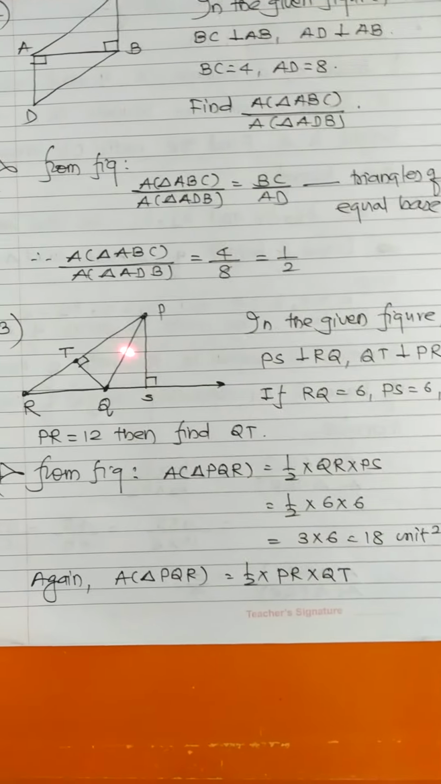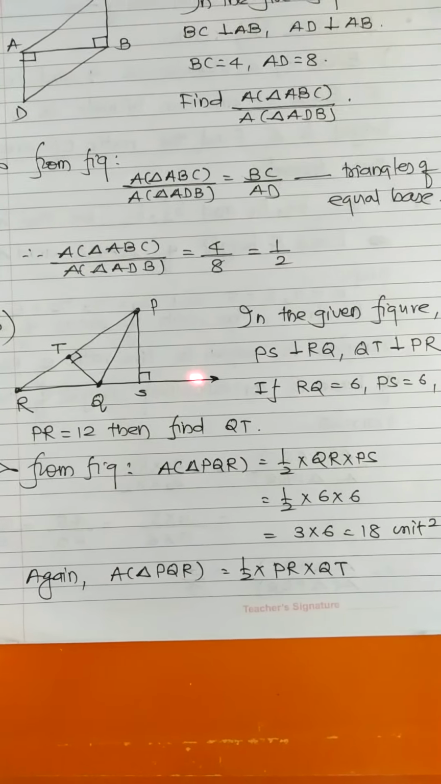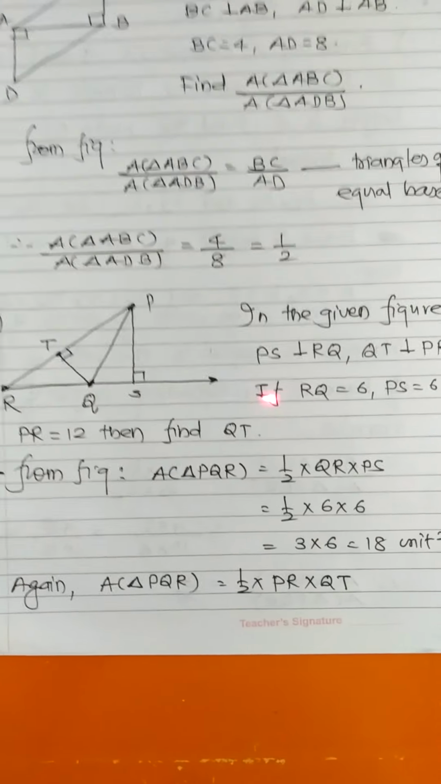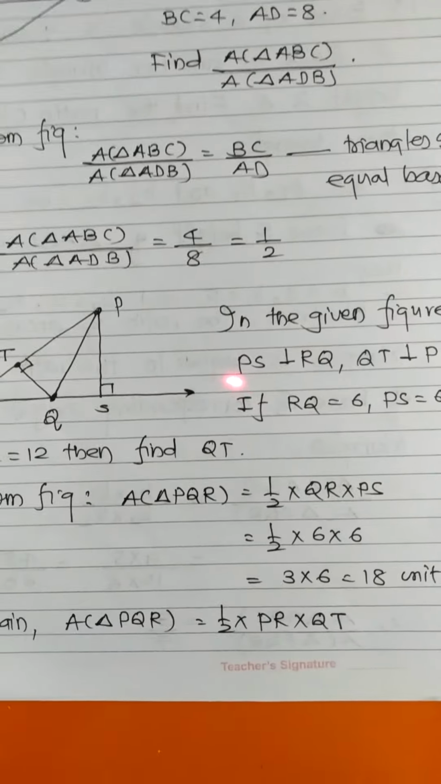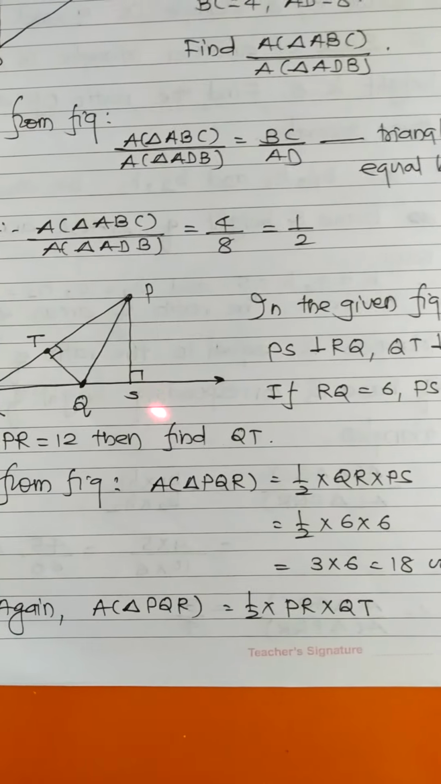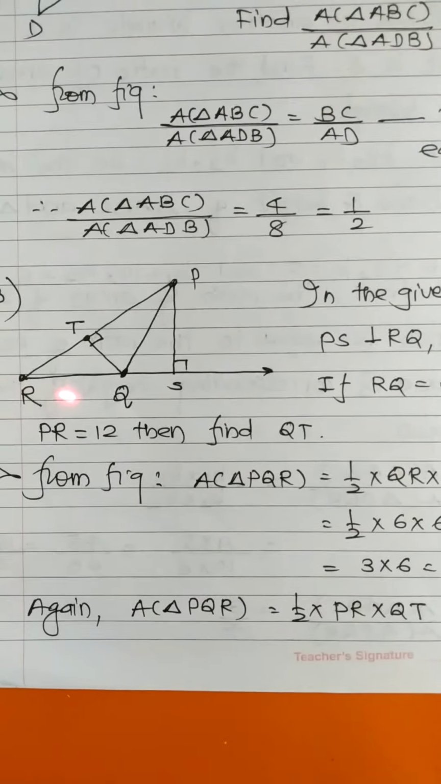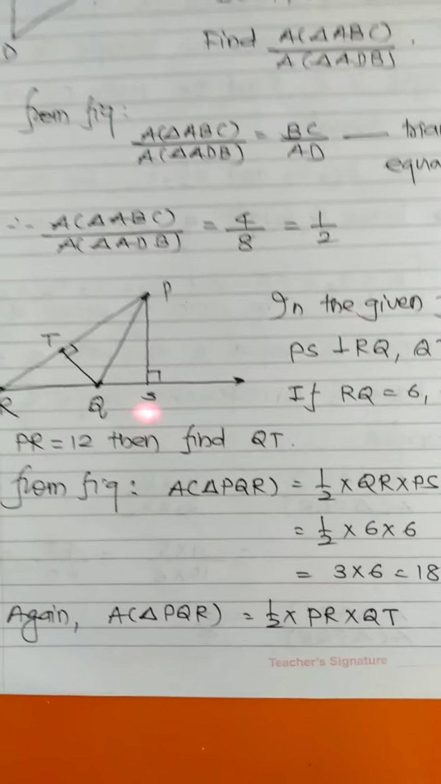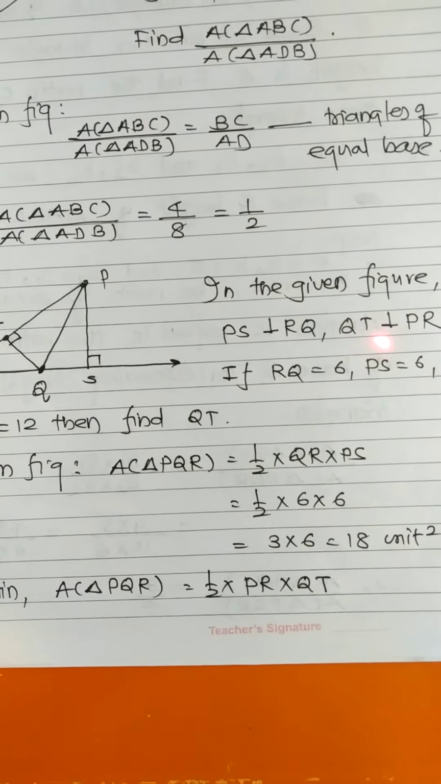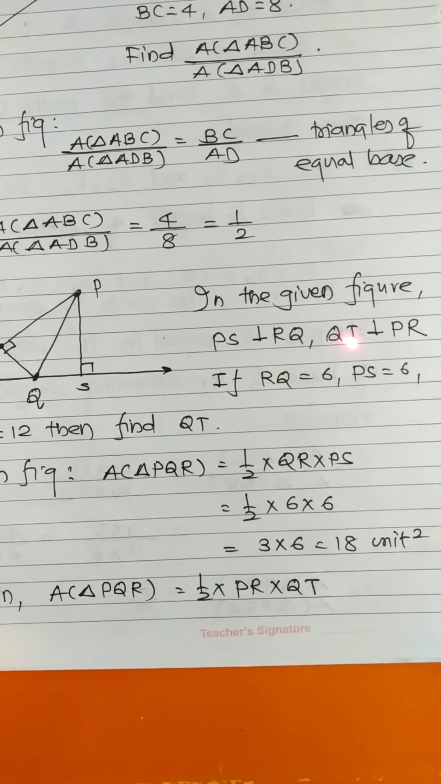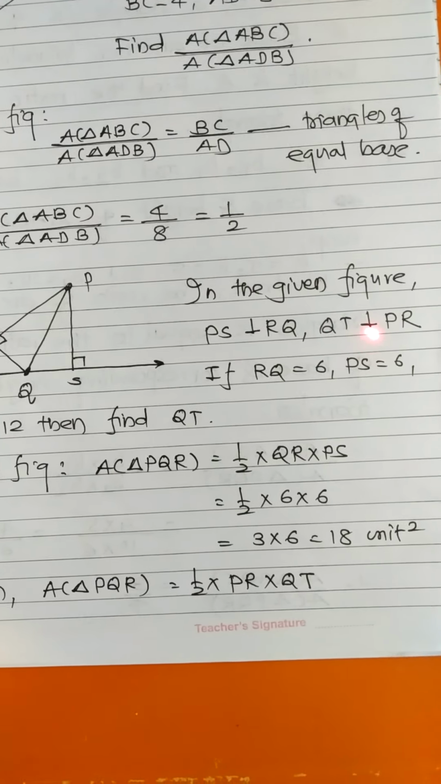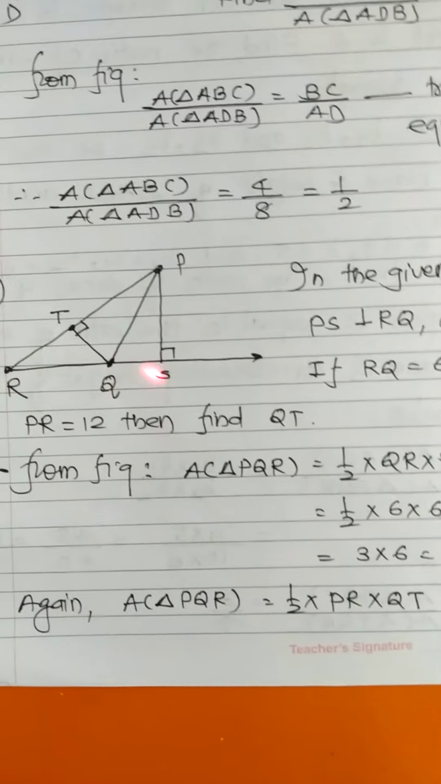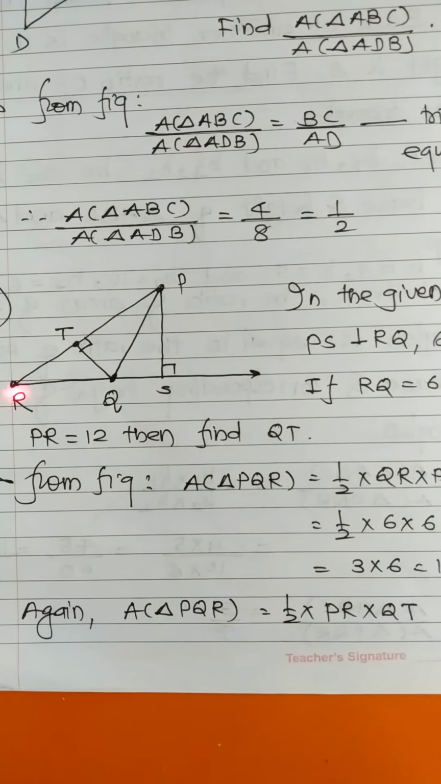Next question, as we consider, look into that figure. Again all that information is given in the figure. So in the given figure PS is perpendicular to RQ. That means this triangle PQR is an obtuse angle triangle. Then for the same triangle, height and base are different. QT is perpendicular to PR. QT is the height but base is PR.